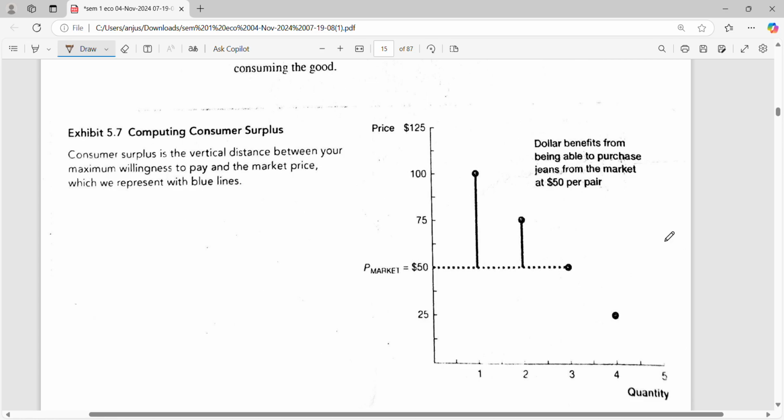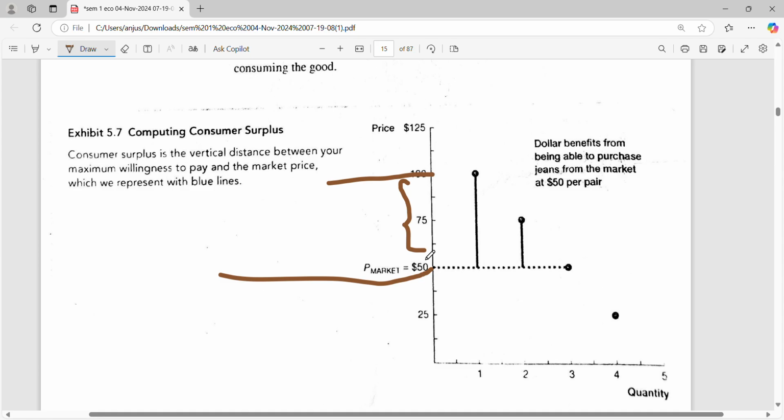That is, the buyer is actually ready to buy the good for $100. That is, willing to buy it for $100. But it is available at $50. This good is available at $50. The buyer is willing to buy till the price of $100. So this portion is called consumer surplus.